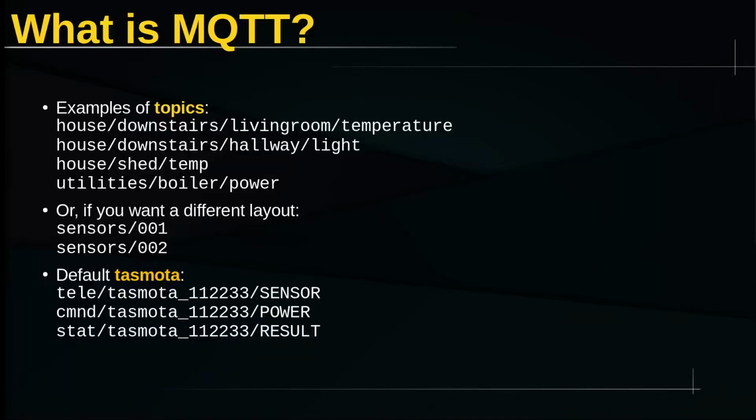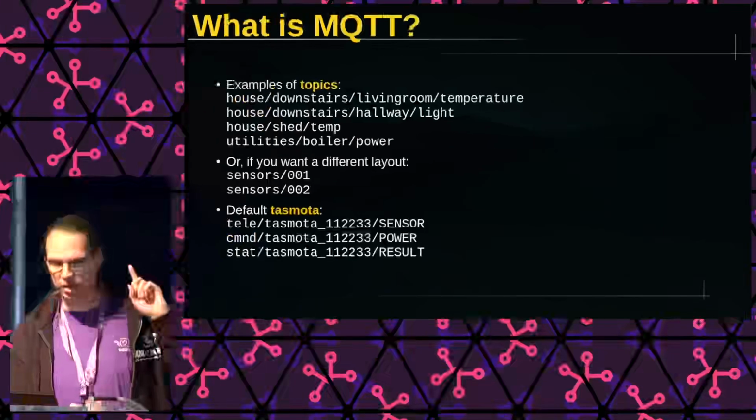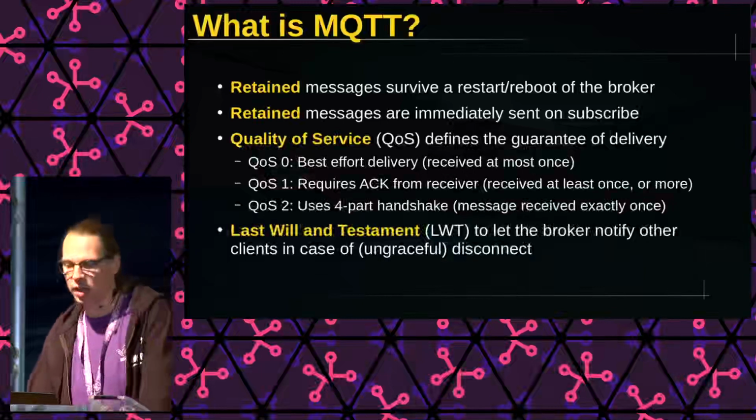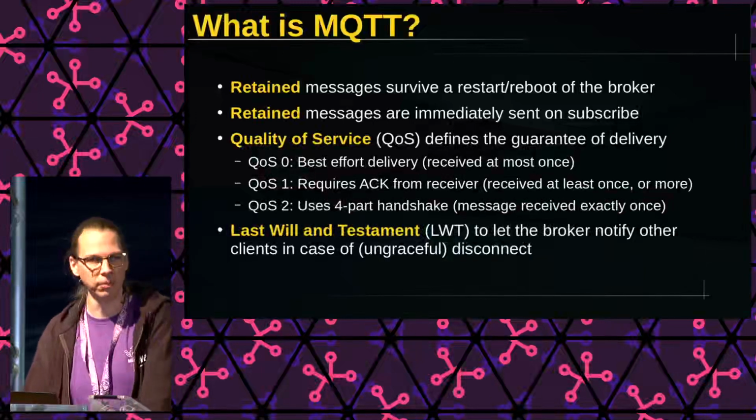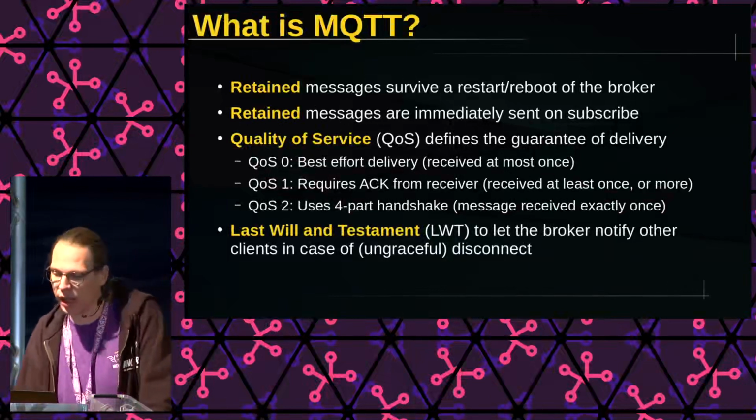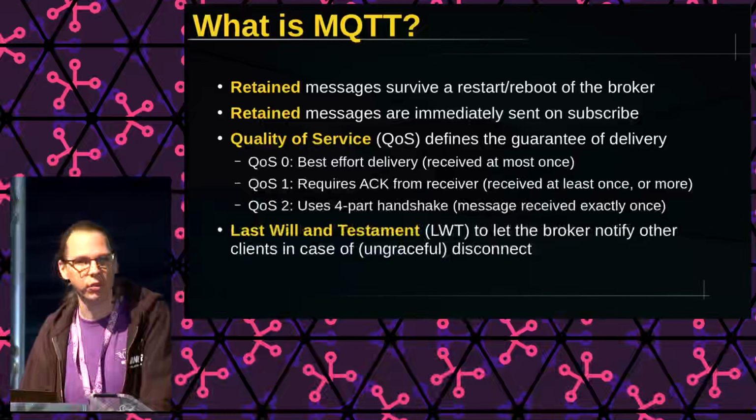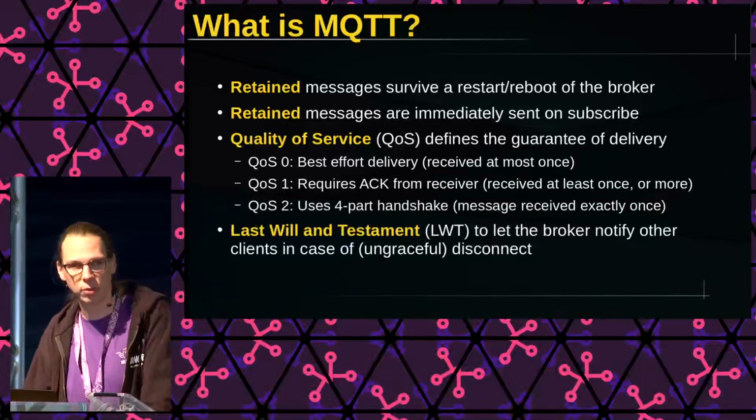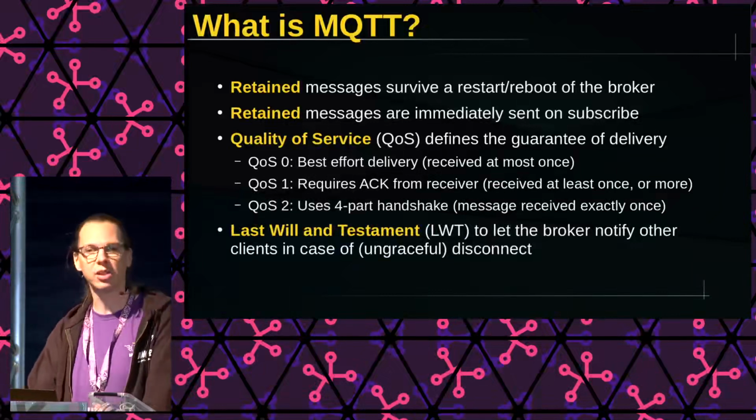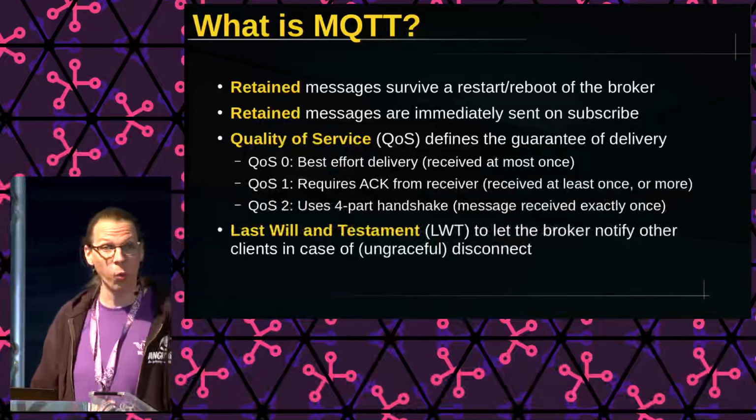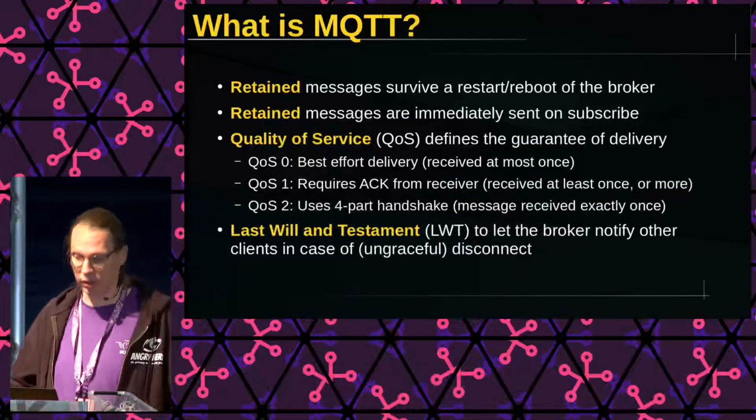Earlier I said a message was lost forever if there was no subscription, but there was an asterisk, and the asterisk is a retained message. You can actually say, okay, I want this message to be remembered forever, or until I have a new message flagged as retained, and this message will actually survive a reboot of the broker. And if a new subscription is done to a topic, this message will immediately be sent to the client, but you don't know from when this message was. So it could be a week old.